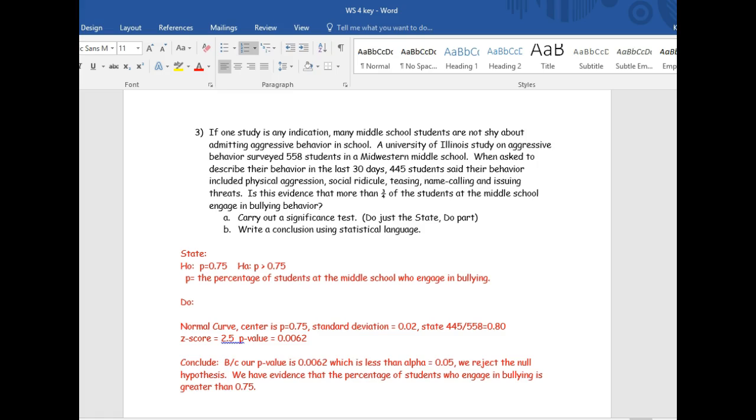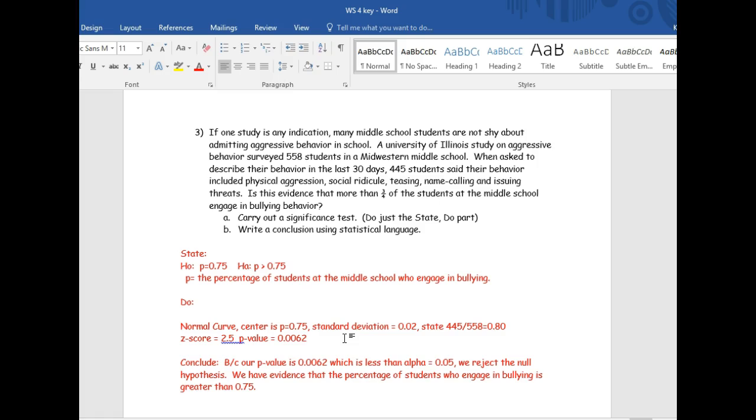Part A says carry out a significance test, and then it says do just the state and do part. So your state part is right here. I always start with the p, and that's the percentage of the situation. So it's the percentage of students at the middle school who engage in bullying. Right now we're trying to find evidence, and that's our suspicion right here, HA, where p is greater than 0.75. So if our suspicion is that it's greater than 0.75, our null hypothesis is that p is 0.75.